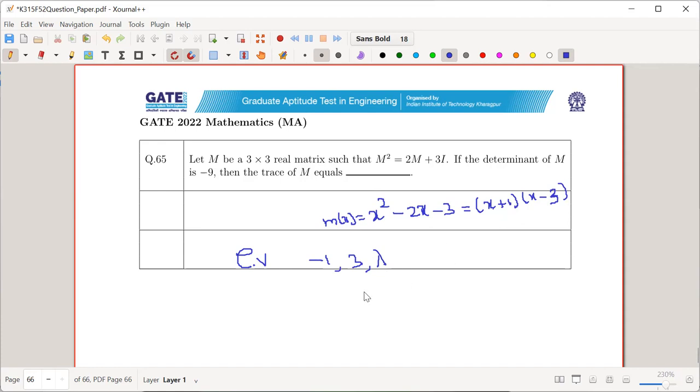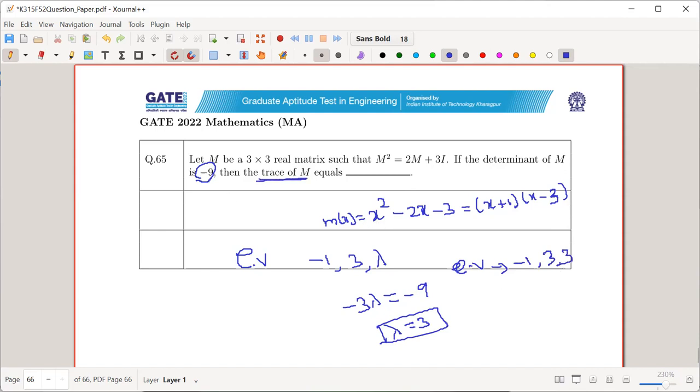But it is given that the determinant of the matrix is minus 9. The determinant is the product of the eigenvalues. If we take the product, we get minus 3 lambda, which is minus 9. So we have to find lambda. Dividing by minus 3, we get lambda equal to 3. So the eigenvalues of the matrix are minus 1, 3, and 3.